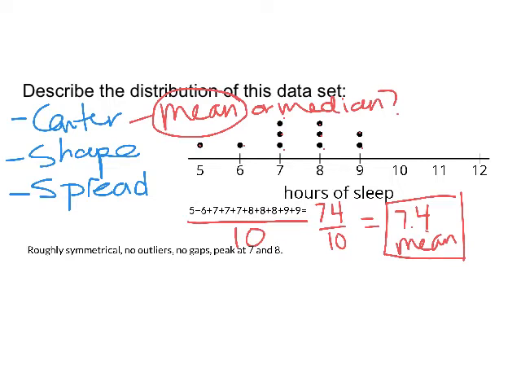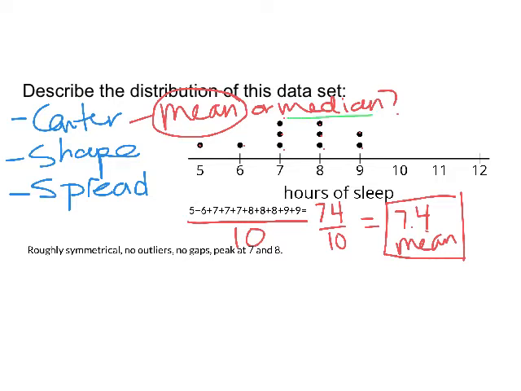Okay, so hopefully that's reminding you of things you've learned in the past, that that's how we are describing what's happening in the data set. All right, now for the spread, I could use the range, the IQR, or the MAD. Those are the ones we know how to do right now.